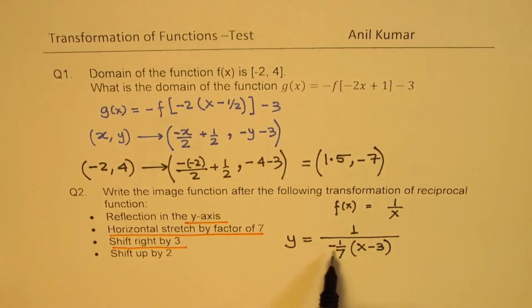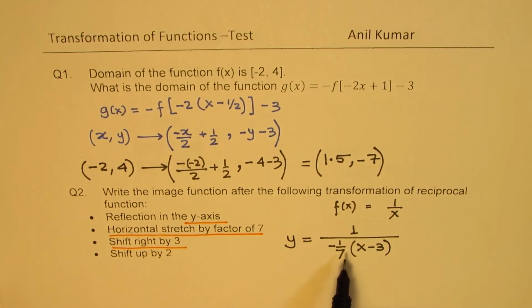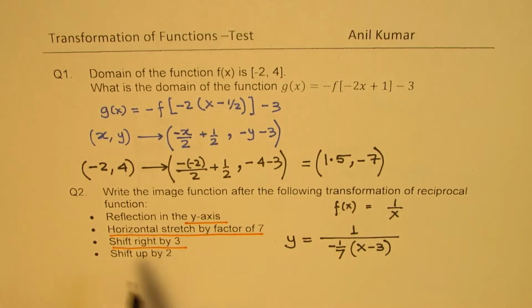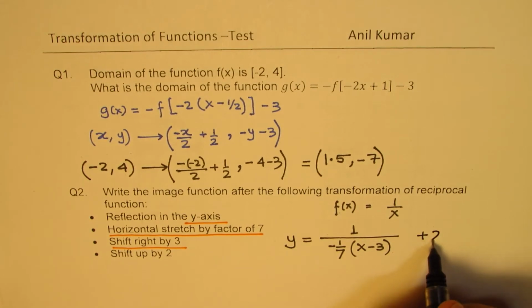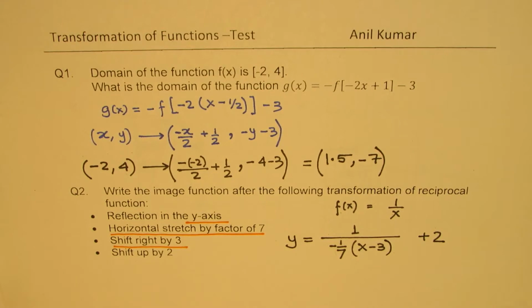Now that is very important. Include this reflection on the y-axis in the denominator. And then now let's take care of the shift by 2 units up. That means +2. Is that clear to you? So that becomes your solution for question number 2.